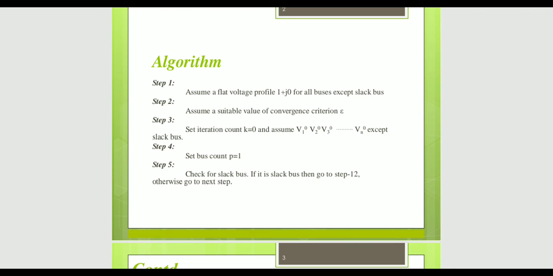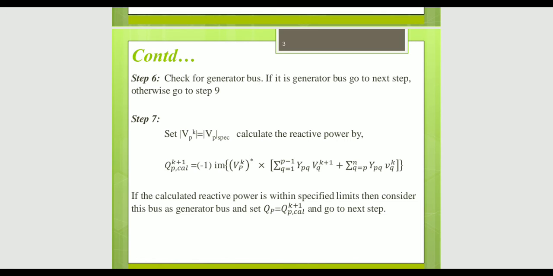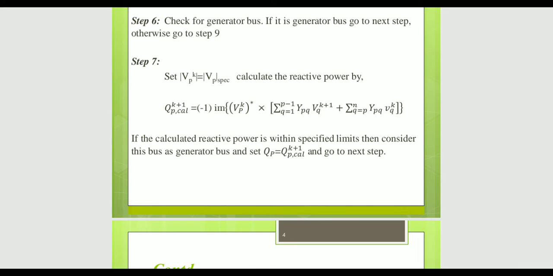In the next step, check for the slack bus. The meaning of check for the slack bus is nothing but whether the value of slack bus value is taken as 1 plus j0 or not. If it is a slack bus, then you can move directly to the step 12 without performing the steps 6 to 11. In the next step, you need to check the value of a generator bus. If it is a generator bus, that is, if it is not a slack bus and if it is considered as a generator bus, you can go to the step 9 without performing a step 7 and 8.